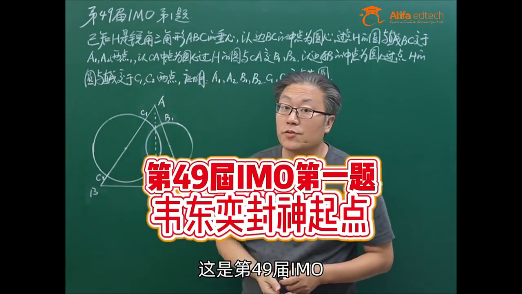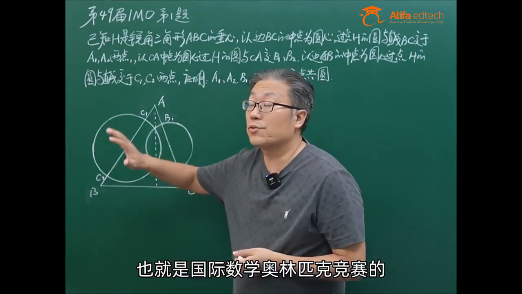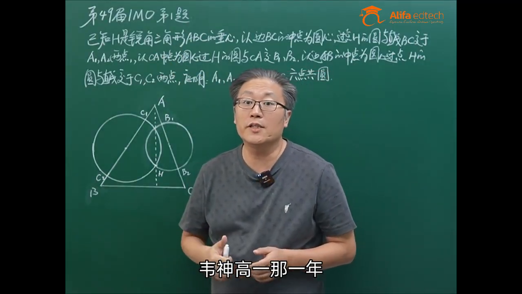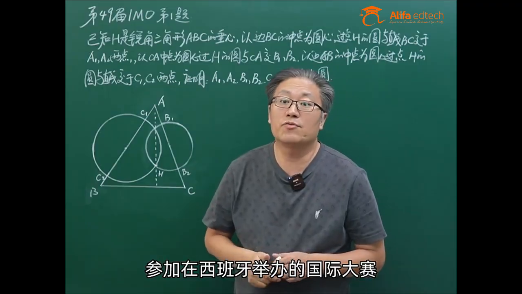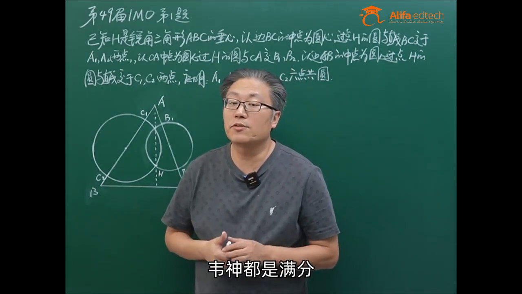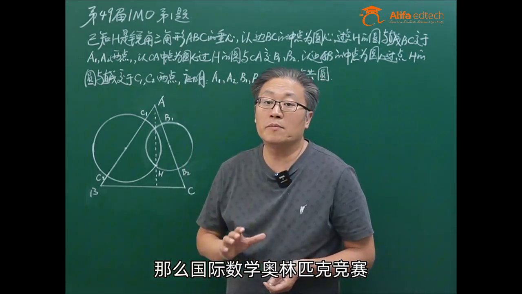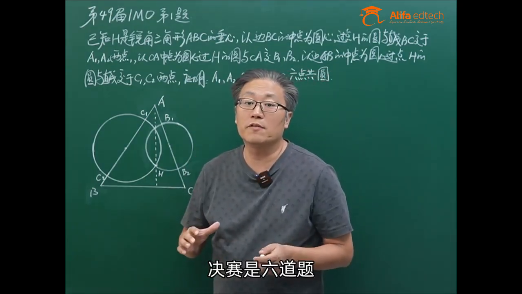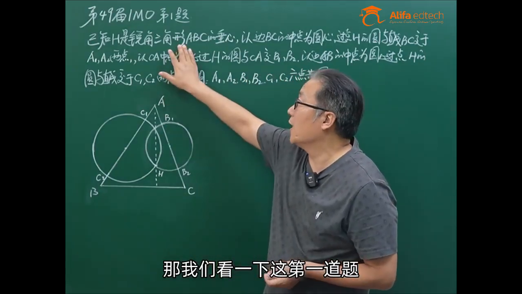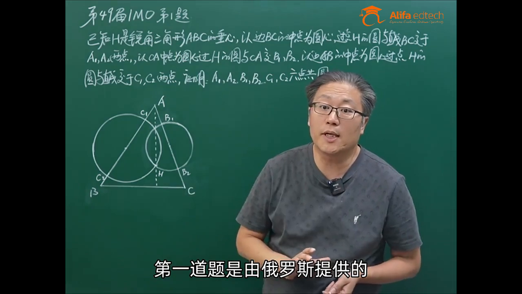Hello, this is the first question of the 49th IMO, the International Mathematical Olympiad. The 49th class from Waitian High School participated in Spain in their first year, and the 50th in Germany the following year, achieving full marks both times. The IMO final has 6 questions from 6 different countries, and the first question is proposed by Russia.